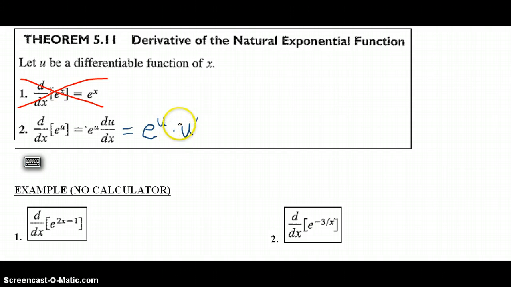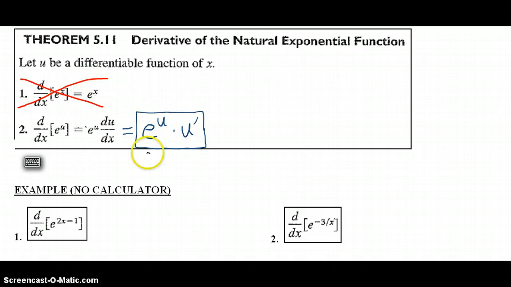And it really is a simple rule to use. And by looking at this rule, rather than the first one, you can apply it to any natural exponential function, even if u was x, because then it would be e to the x power times the derivative of x, which would just be 1, and that was highlighted back here.